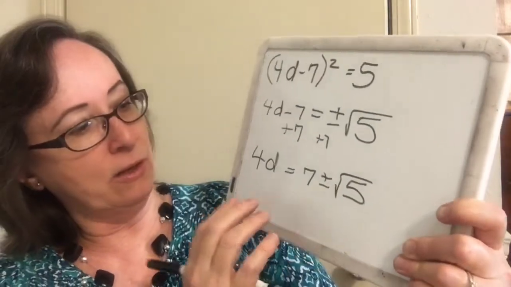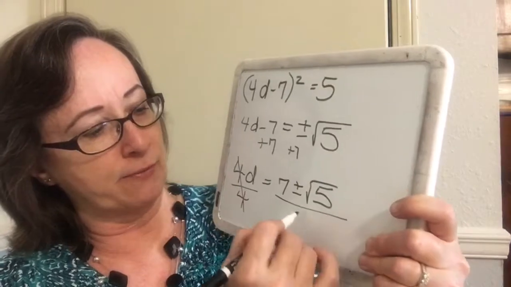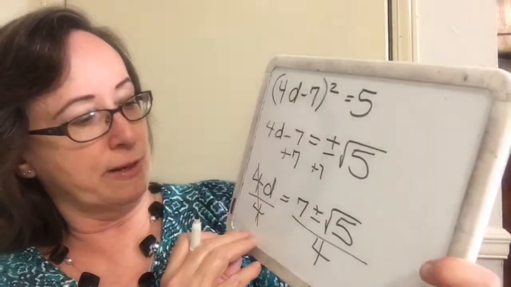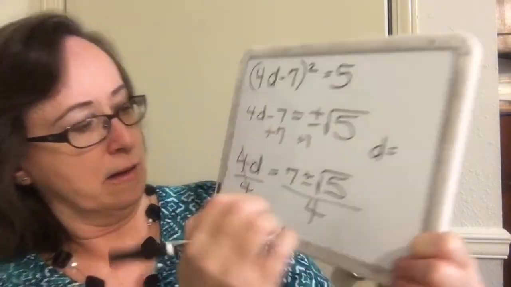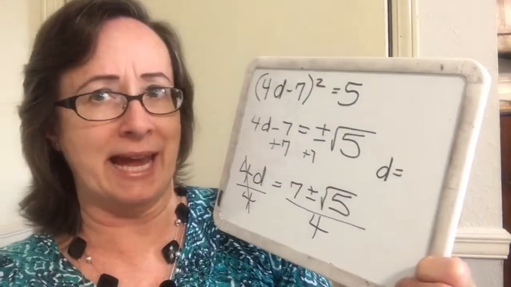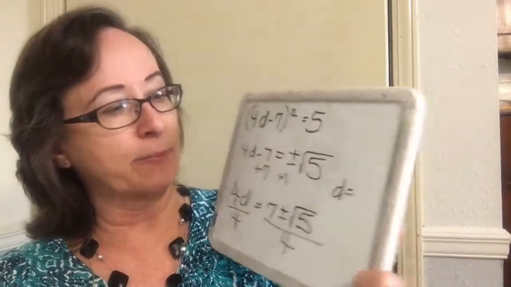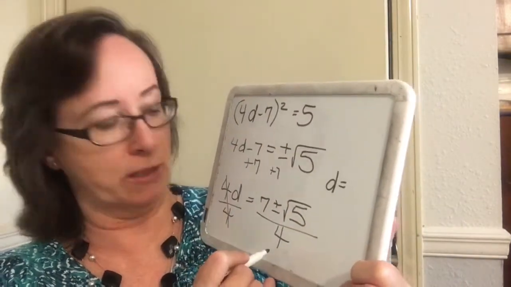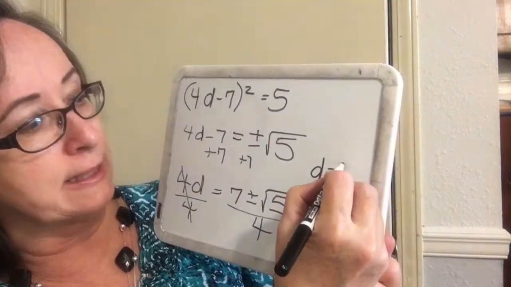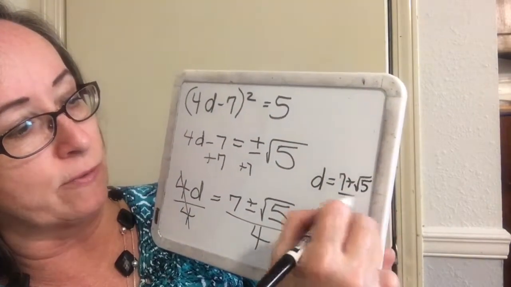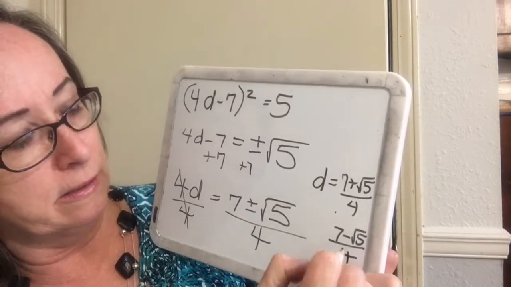Okay, and then we're going to divide everything by 4 to get the d by itself and divide the right side by 4. So now we have d, and our two terms are not going to add together. So we basically have two different solutions that will not simplify. 7 plus the square root of 5 over 4 and 7 minus the square root of 5 over 4. Now we can write each one separately.